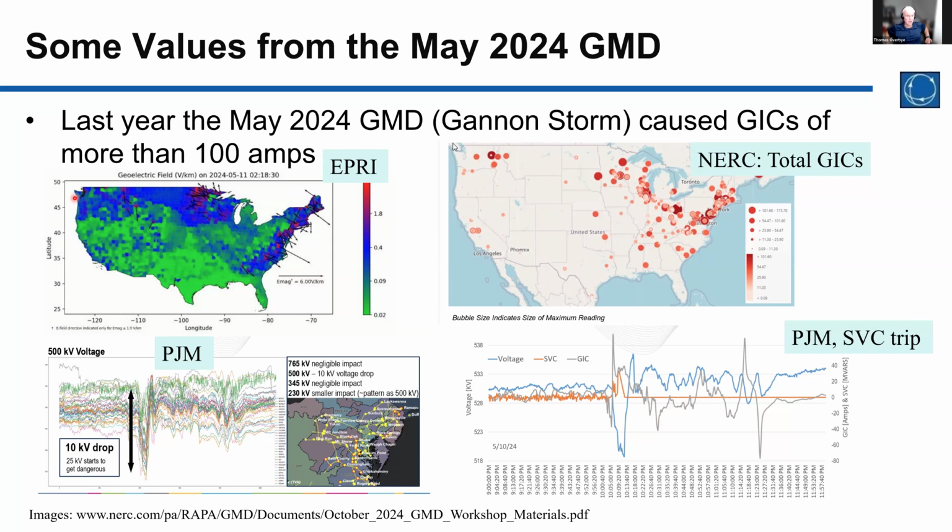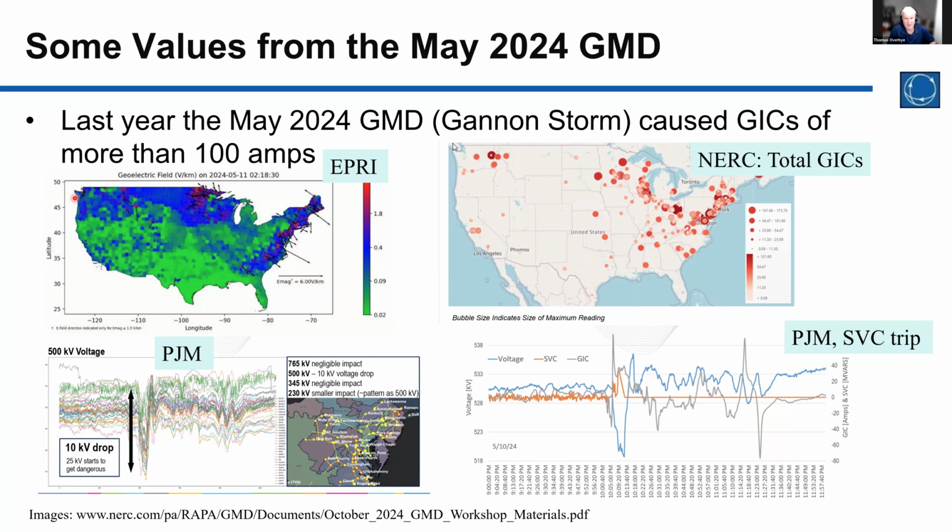The top left shows the electric field that was seen during the disturbance. The top right shows how much GIC current we had flowing, and in some locations it was over 100 amps of GICs. It was certainly more GICs than we usually get, but it was not by any means a severe storm. The one on the bottom left is data from PJM that shows a change in their 500 kV voltages.